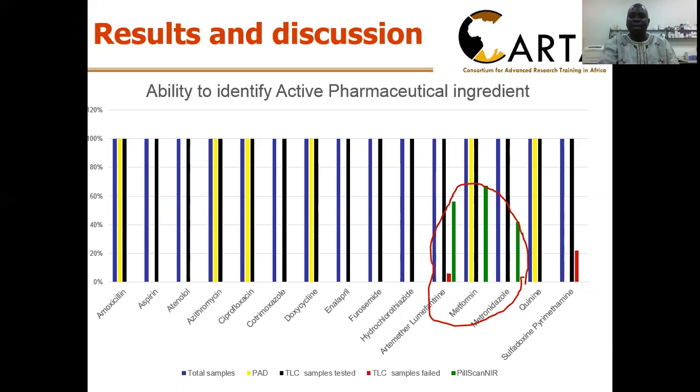As for the pill scan, I alluded that it was only used in very few samples. As you can see, it had only libraries for several brands of artemether-lumefantrine, metformin, and metronidazole. So it wasn't able to be used for the rest of the normal essential medicines which are used in the majority of our facilities. That's the setback.